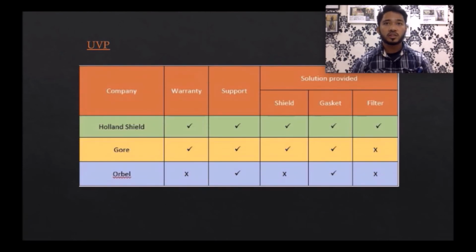Furthermore, let's look at the unique value proposition. Unique value proposition is the benefits that those three companies are offering. As we can see from this table, Holland shield has offered all the EMI solution with warranty and support, whilst Gore has offered all the criteria except for the EMI filter product. Lastly, Orbel is the lacking one because they do not offer the products for shielding and EMI filter.